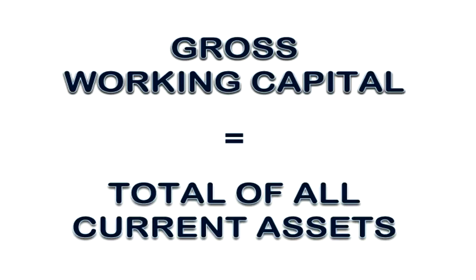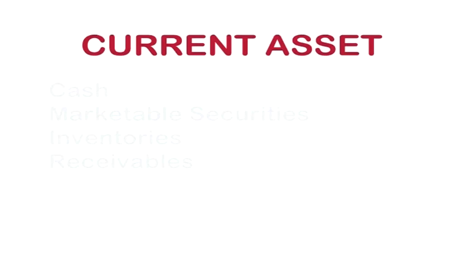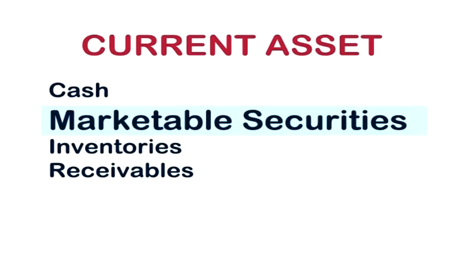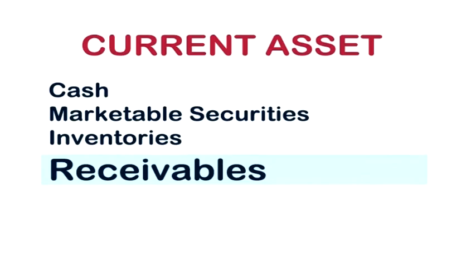Gross working capital means the total of all current assets or all short term assets. Current assets here mean cash, marketable securities, inventories and receivables. They are meant for a lesser period and they are liquid assets. Gross working capital represents the liquid position of the organization, that this much of the assets it is holding for getting readily available as cash in the business. They are the cash equivalents.